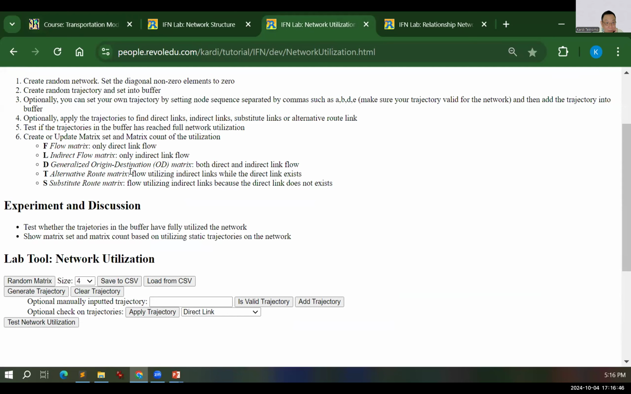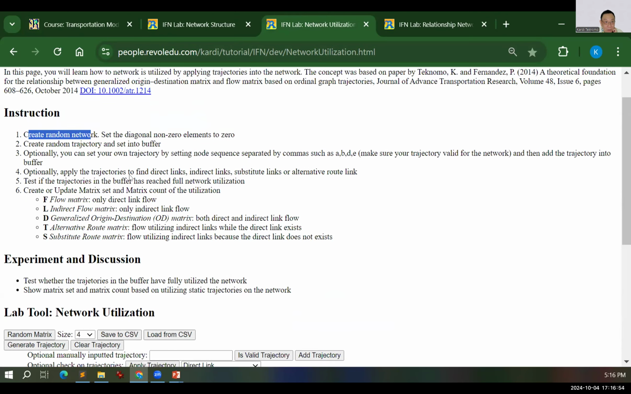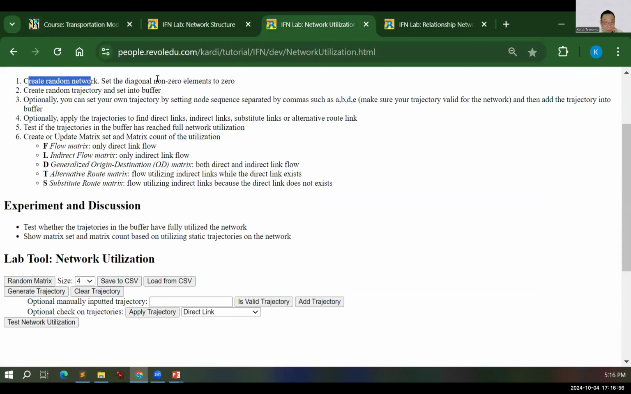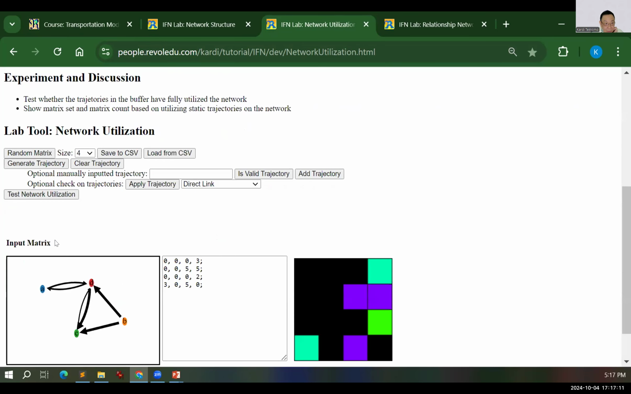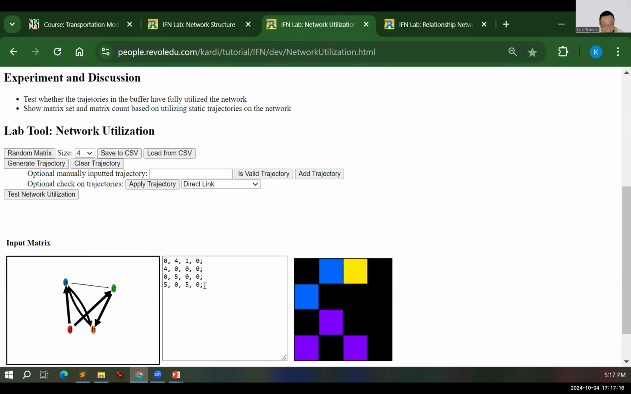Here you create a random network, the same as before. You can set the diagonal to non-zero. If the diagonal has non-zero elements, you can set it to 0. Then create a random trajectory, and then we will have the buffer here. This is the input matrix that I have, so I can create any random network. The diagonal is going to be 0. The same as before, you can move this.